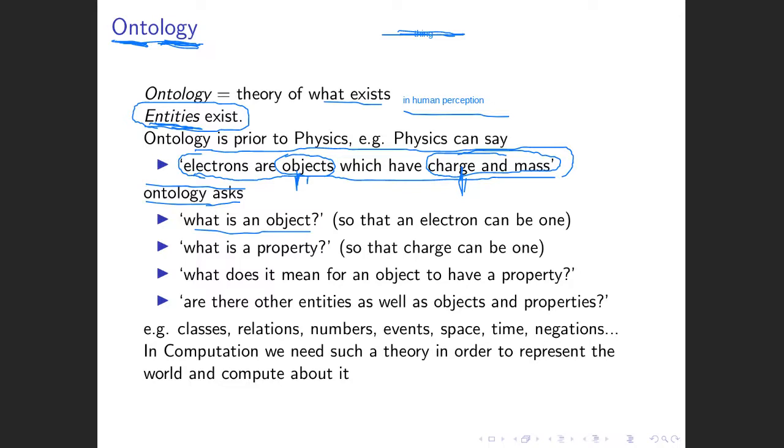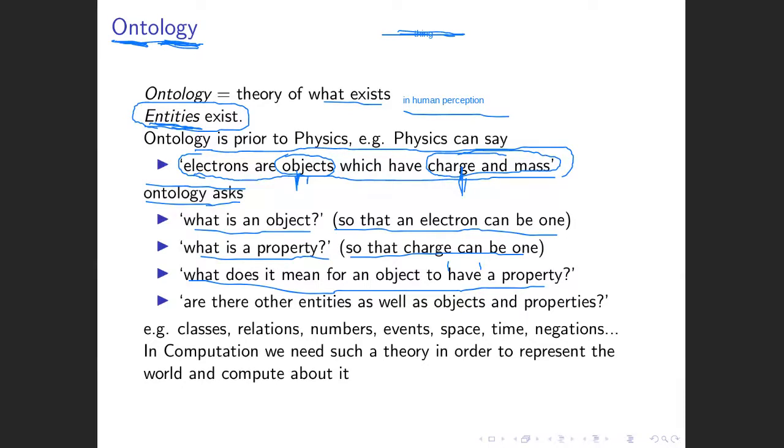Now, what is an object so that an electron can be one? What is a property so that charge can be one? What does it mean for an object to have a property? You can have the property of charge if you're an electron. You could have the property of redness if you are a car. What about the property of ownership? This car belongs to John.